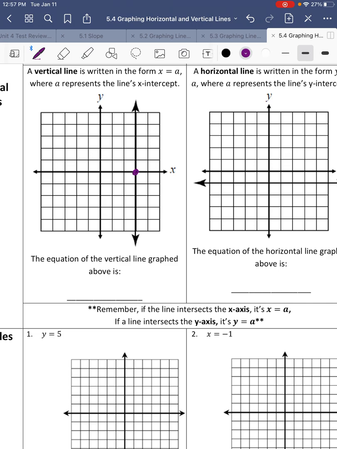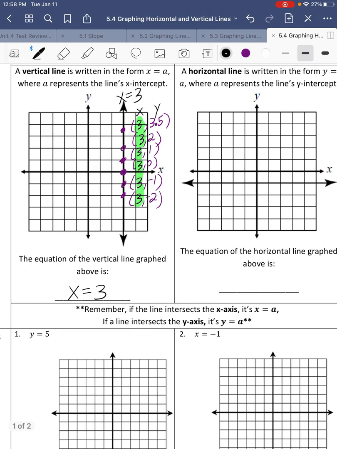So this coordinate here on the graph is (3, 0). Here's (3, 1), (3, 2). I'm just going to pick a weird coordinate, something like (3, 3.5). The only thing that's in common with every single coordinate is that the x value, the first value, because remember these are x's and y's, is always 3. That's the only thing you can say is in common with all of the coordinates. So x is going to equal 3. So x equals a number is always a vertical line.